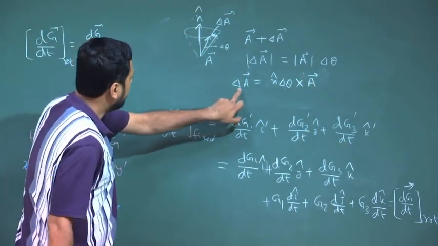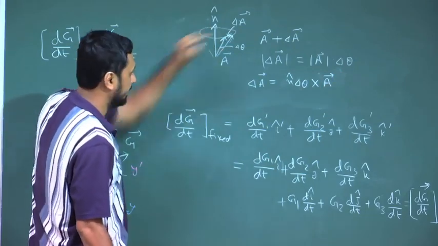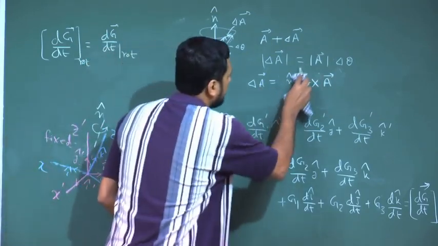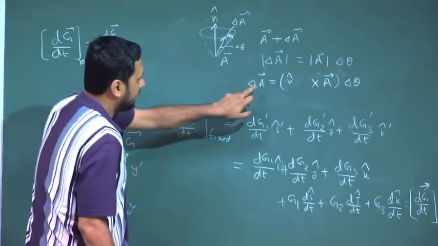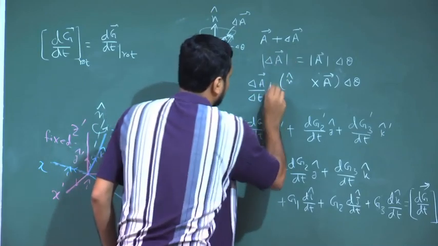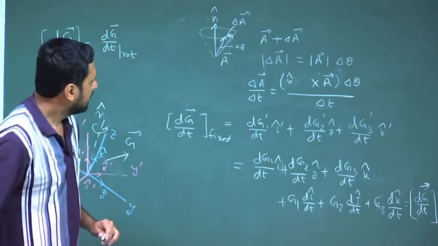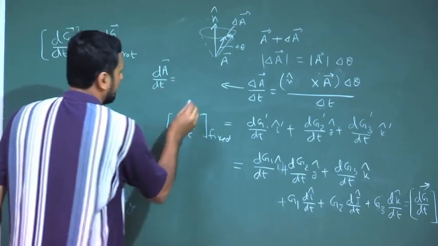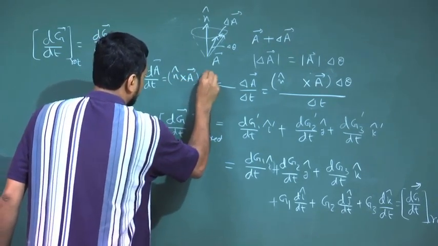So, the magnitude of delta A will be, as I discussed already, A times delta theta, and the direction will be perpendicular to both n and A. So, we can write delta A vector is equal to n cap cross A times delta theta. Now, if we try to take the time derivative of A, we have to divide this whole thing by delta t on both sides and take the limit when delta t goes to 0. If we do that, we immediately see dA/dt is nothing but n cross A times theta dot.